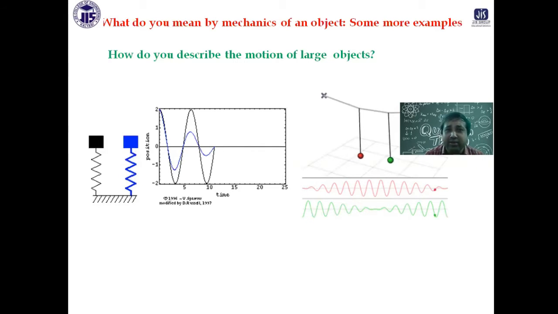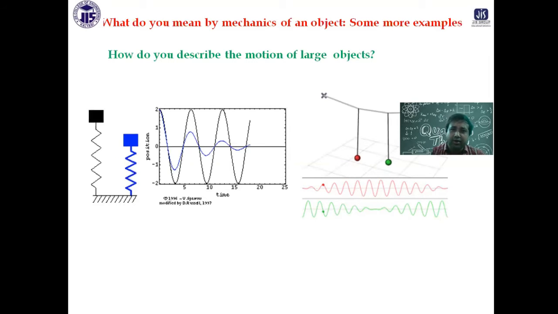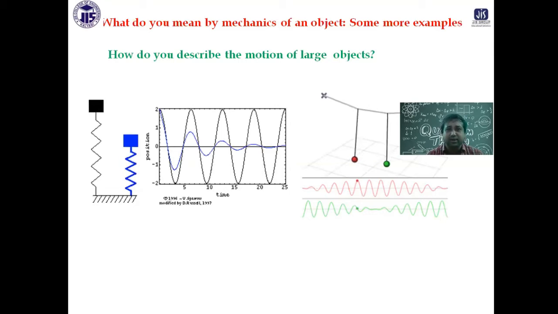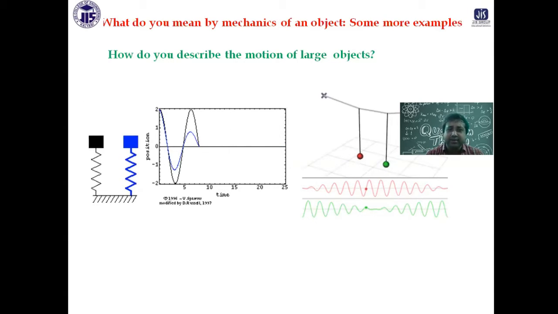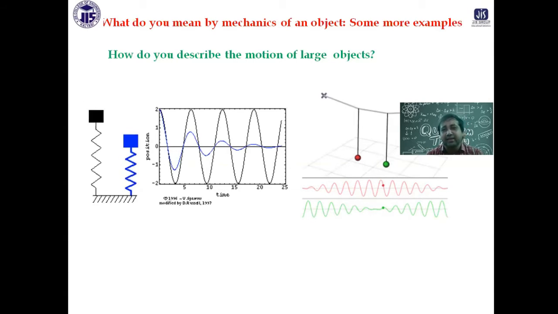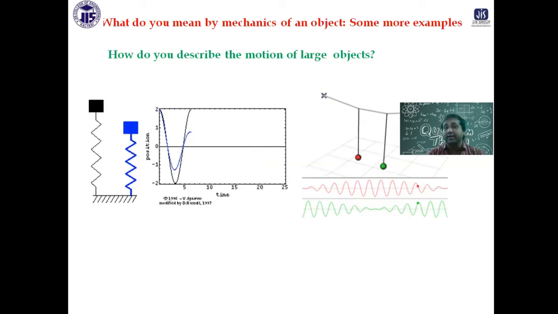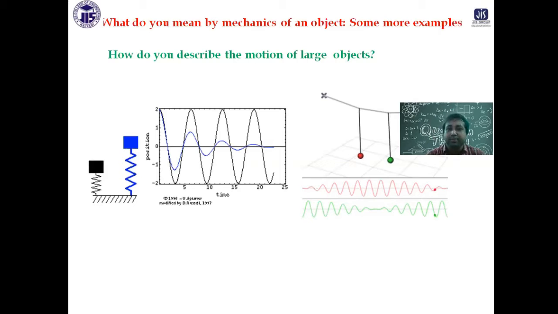So what we are trying to see is how the position of the object is changing with time, and that is the fundamental question of mechanics. If the position of an object changes with time, then you say it is in motion. It may be the motion of a spring, or it may be the motion of a pendulum. You see, I request you to see the motion of the pendulums carefully.